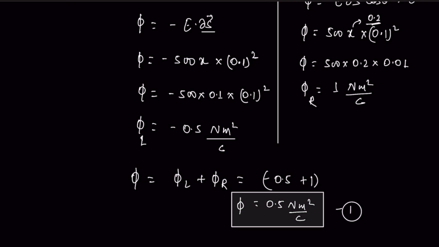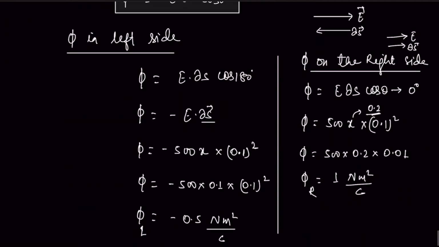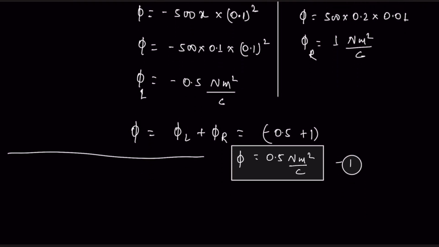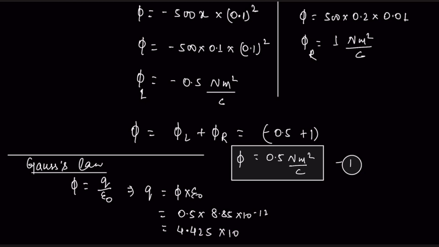In the second part, we need to find the charge inside the cube. For finding the charge inside the cube, we can use Gauss law. Gauss law says flux is equal to Q by epsilon naught. So Q is equal to flux into epsilon naught. Flux we got now is 0.5. Epsilon naught is 8.85 into 10 to the power minus 12. So the net charge will come around 4.425 into 10 to the power minus 12 coulomb. This is the answer of the second part.